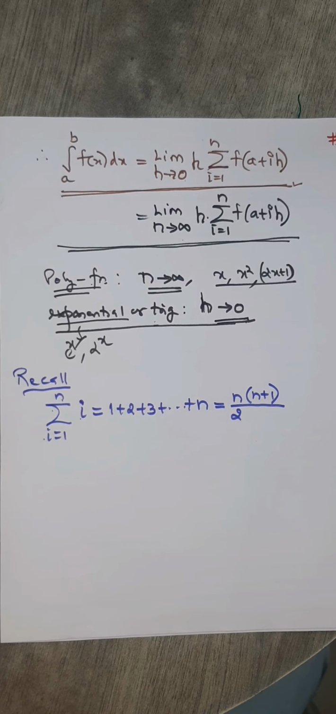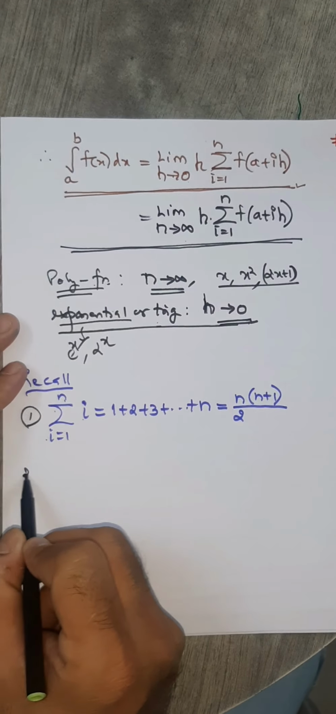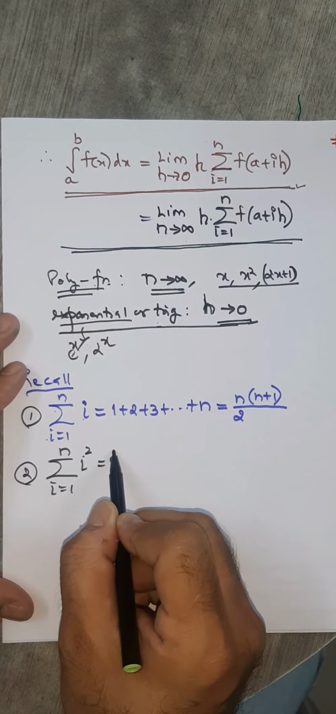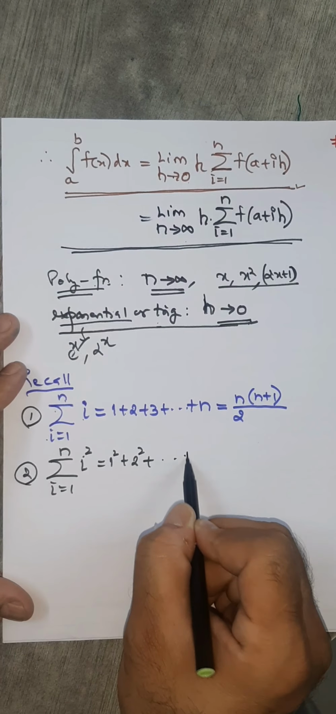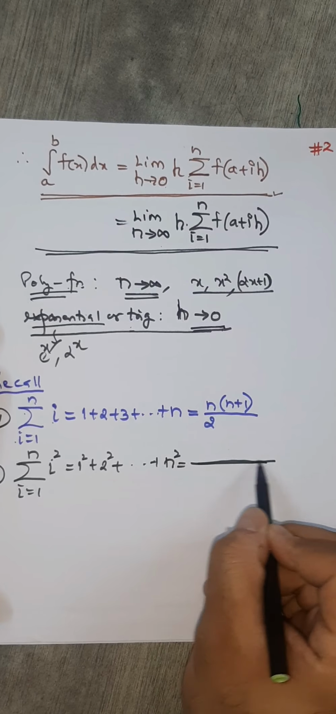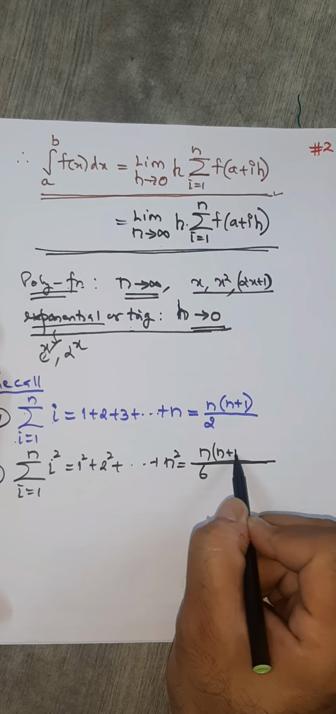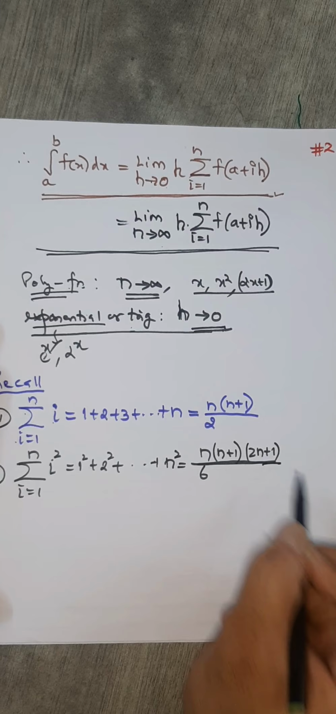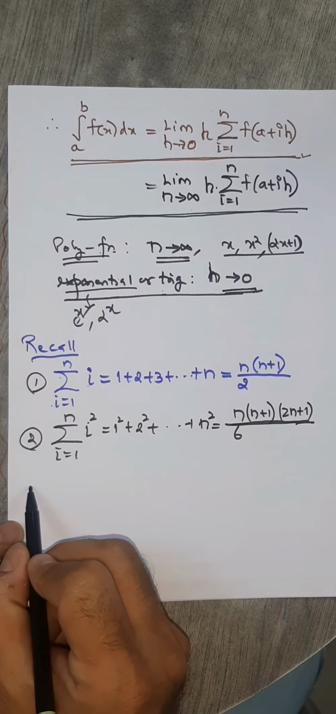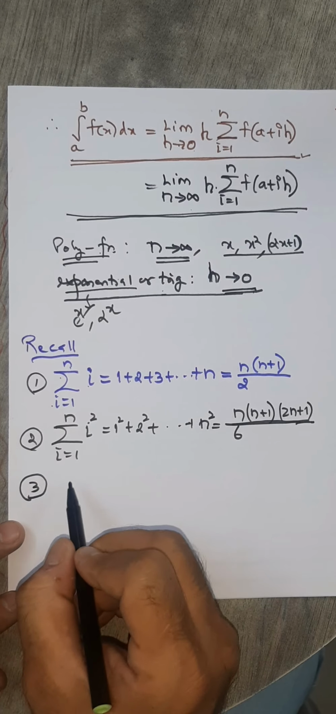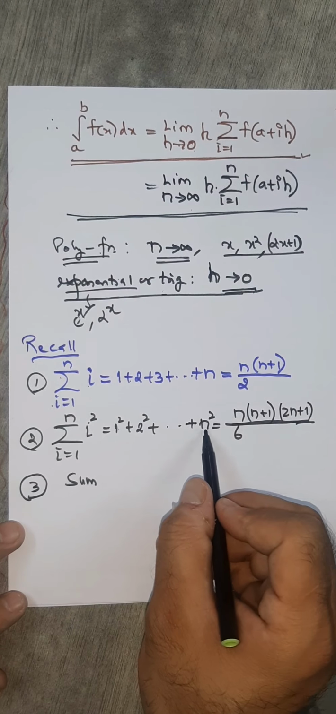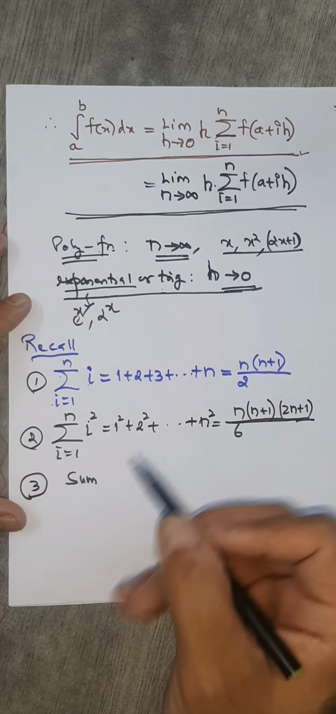One more, just recall this. Sigma i runs from 1 to n of i square. That is 1 square plus 2 square and so on up to n square. What is that? Can you recall? It is given by n by 6 into n plus 1 into 2n plus 1, from 11th standard. I hope you know this. One more is there, the sum of 1 cube, 2 cube, up to n cube, which is the square of the first sum, but I don't want that here, so I'm not stating it.